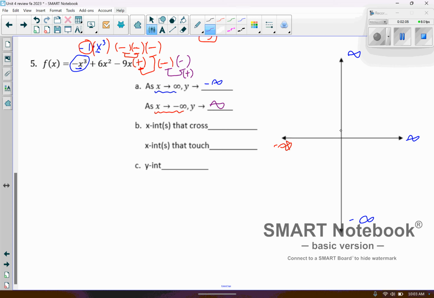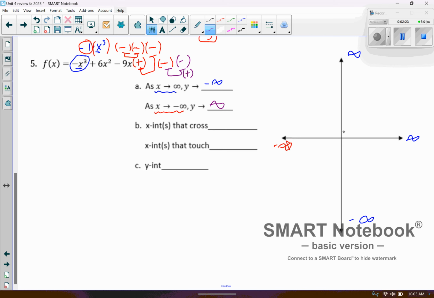So when I hit my last x-intercept on the left side of my graph, I'm going to go upward. My y value is going to grow positively.